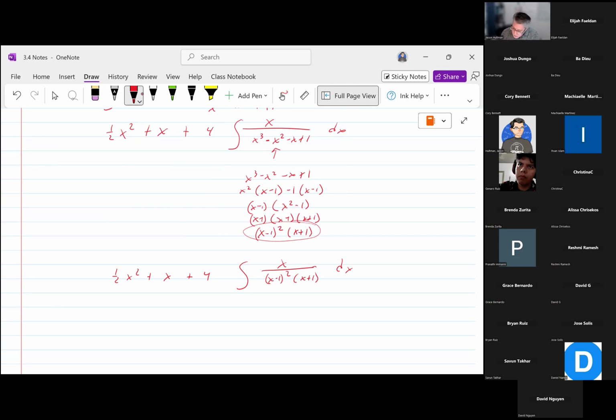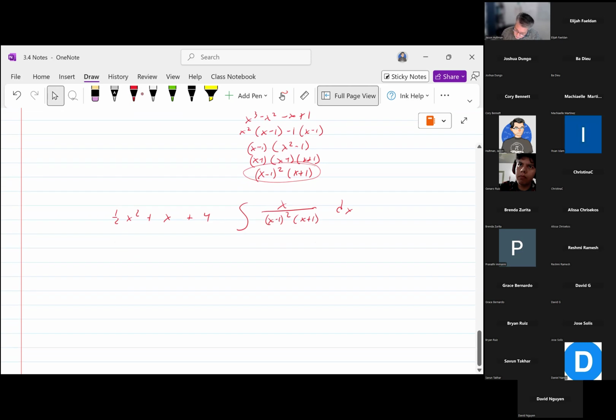So now we just need to figure out, okay, what is this thing? And we're going to use partial fractions on this. Okay, so we have x over, oops, it's a big fraction, over x minus 1 squared times x plus 1 is equal to a over x minus 1 plus b over x minus 1 squared, we'll talk about that in a second, plus c over x plus 1.